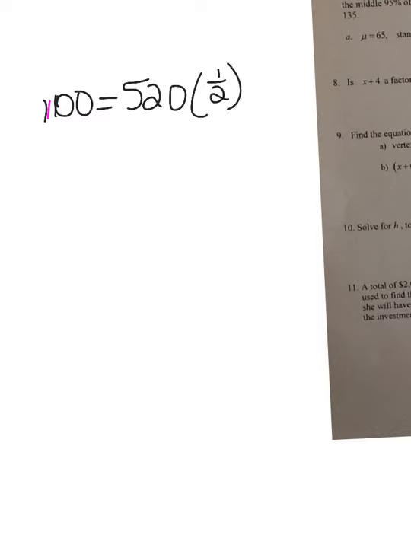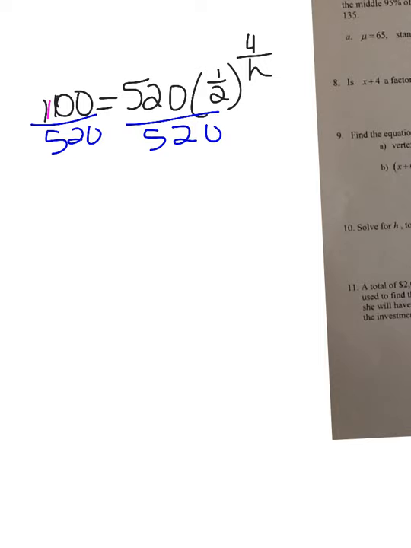So we have 100 equals 520 times 1/2. If you don't like using the fraction 1/2, make it a 0.5, to the 4 over h. Now remember, 4 over h, that's an exponent. So you cannot subtract 520. You have to divide by 520. So use your calculator.